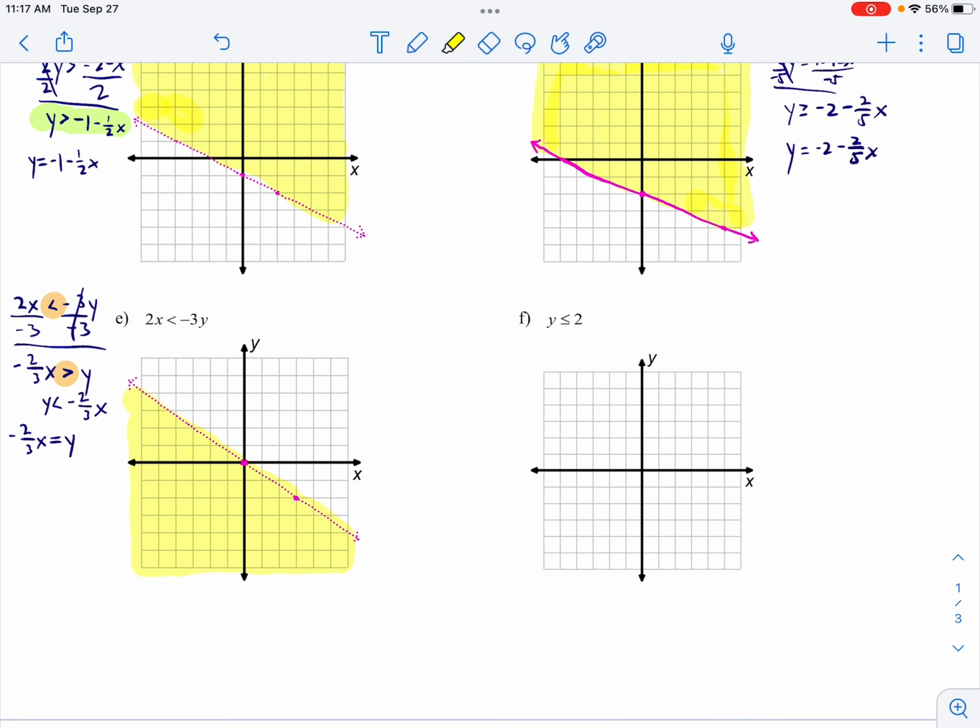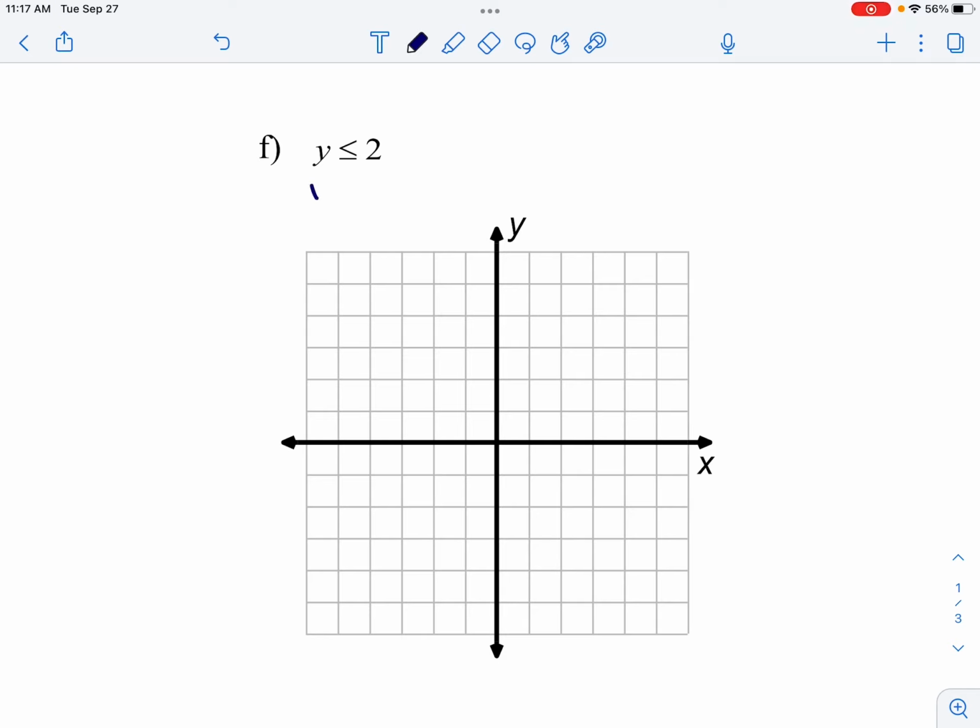Part F. y is less than or equal to 2. This one you can't get in slope-intercept form, but that shouldn't be too much of a problem, because we should remember from the last chapter, the last test, that this is the same as graphing the line y equals 2, and we're going to use a solid line because we have y less than or equal to 2. So we're going to graph this exactly like it's the line y equals 2. Oh, that's y equals -2, sorry. y equals +2 up here.